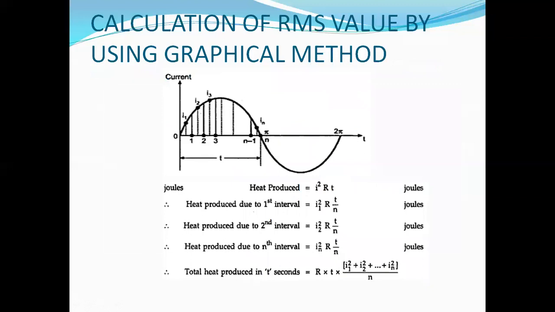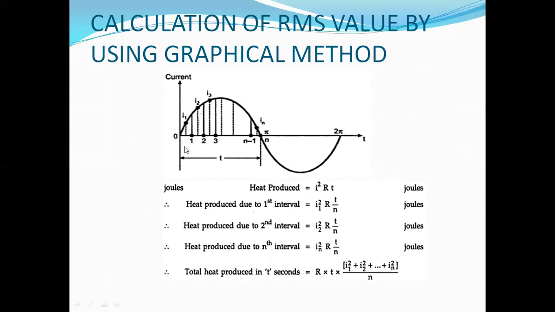Now how can we find out this RMS or effective value? There are two methods for finding the RMS value. We can calculate the RMS value analytically and graphically. So your graphical method is mentioned. How can we find it graphically? Consider a sinusoidally varying current. Here the waveform shows a sinusoidally varying current.